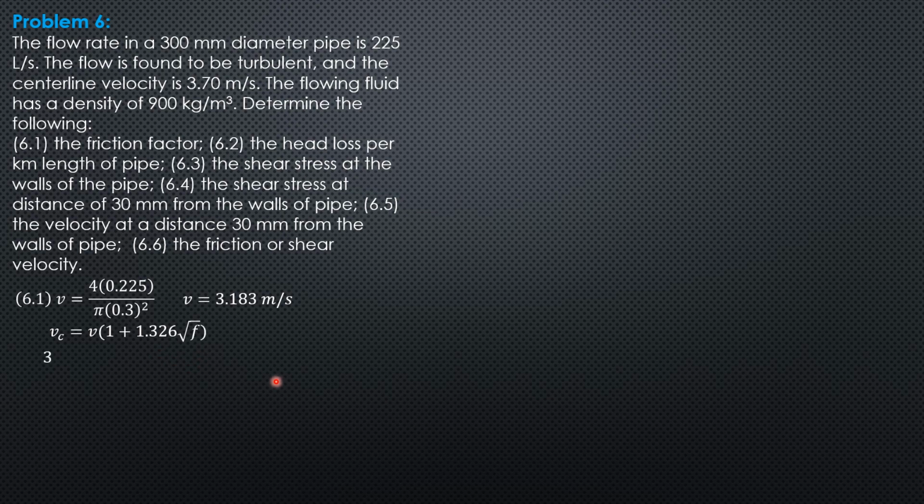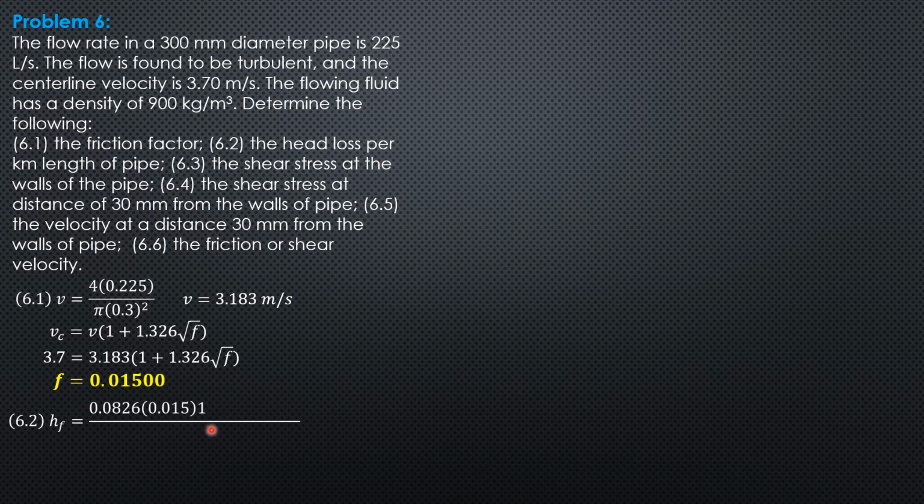So substitute: 3.7 equals 3.183 times quantity 1 plus 1.326 square root of F. So 3.7 over 3.183 minus 1. Then the answer divided by 1.326. Then the answer squared. So F is 0.01500.